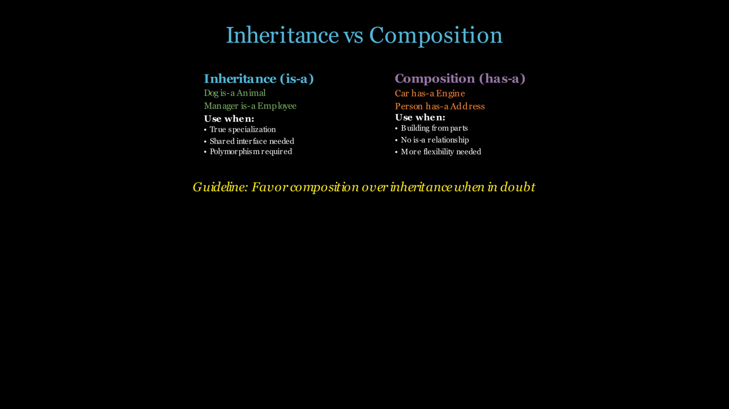A person has an address. Use composition when building objects from parts, when there's no is-a relationship, or when you need more flexibility. The general guideline: favor composition over inheritance when in doubt. Composition is more flexible and less tightly coupled.